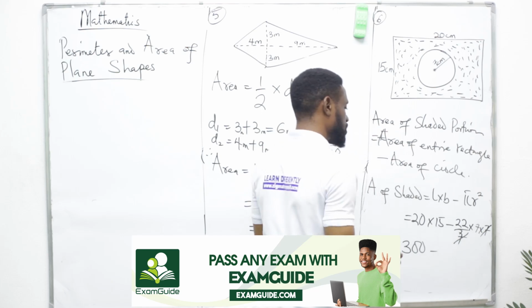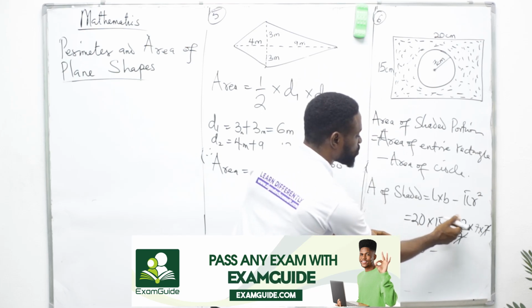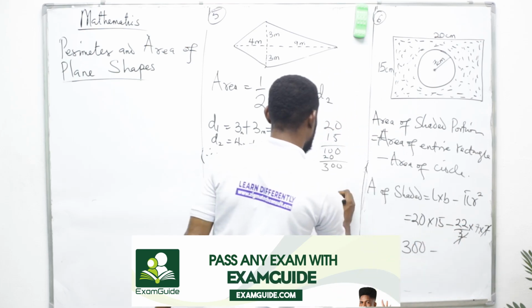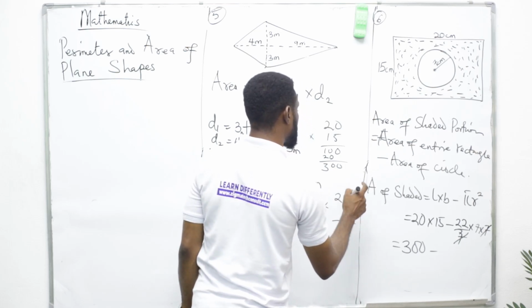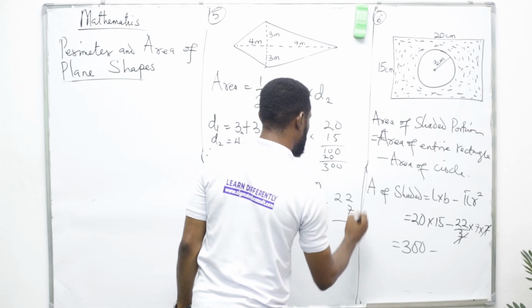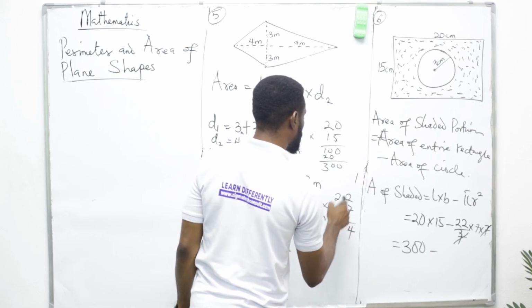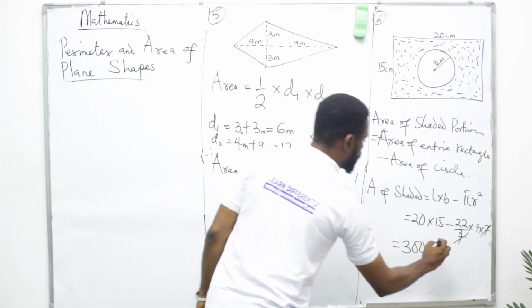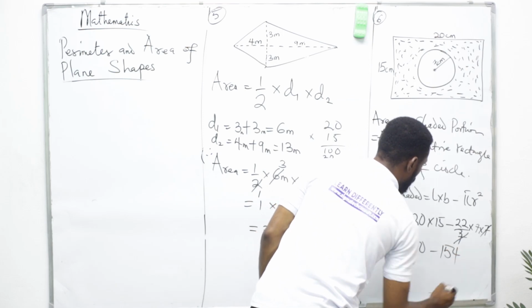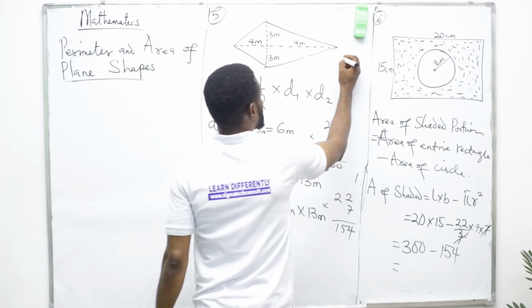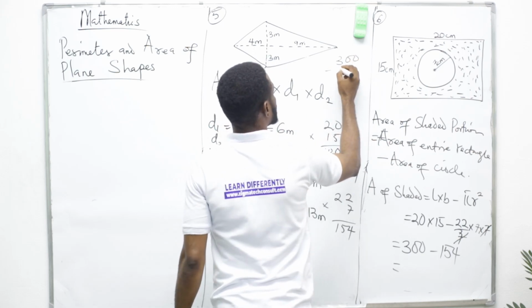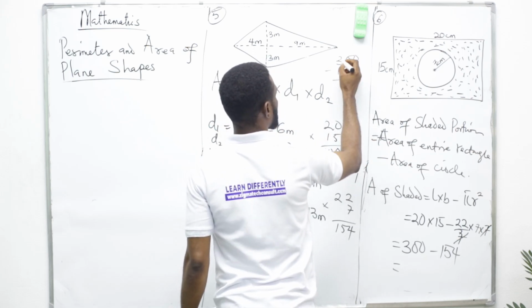300 minus. So now we have 22 times 7. 7 times 2 is 14. Write 1 down here. 14 plus 1 is 15. 154. This is 154. Okay? So 300 minus 154. Take 1 from here.